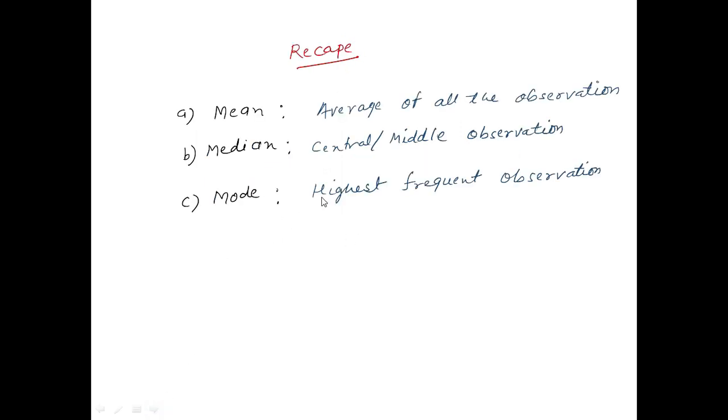Let's recap all these things. What is mean? Mean is the average of all the observations. What is median? Median is the central or middle observation. Once we arrange all the observations in ascending order, the middle value is our median. In case of mode, the observation with the highest frequency, or the number which is repeating the highest number of times, is called mode. That is all about mean, median and mode.